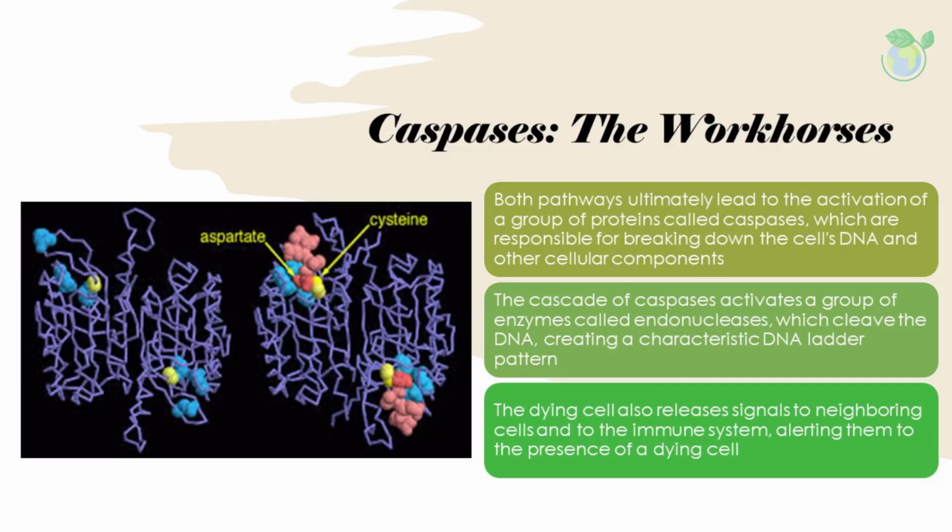Caspases, the workhorses. Both pathways ultimately lead to the activation of a group of proteins called Caspases, which are responsible for breaking down the cell's DNA and other cellular components. The cascade of Caspases activates a group of enzymes called endonucleases, which cleave the DNA, creating a characteristic DNA ladder pattern. Additionally, Caspases activate other enzymes that degrade the cytoskeleton, leading to the shrinkage and fragmentation of the cell. The dying cell also releases signals to neighboring cells and to the immune system, alerting them to the presence of a dying cell.